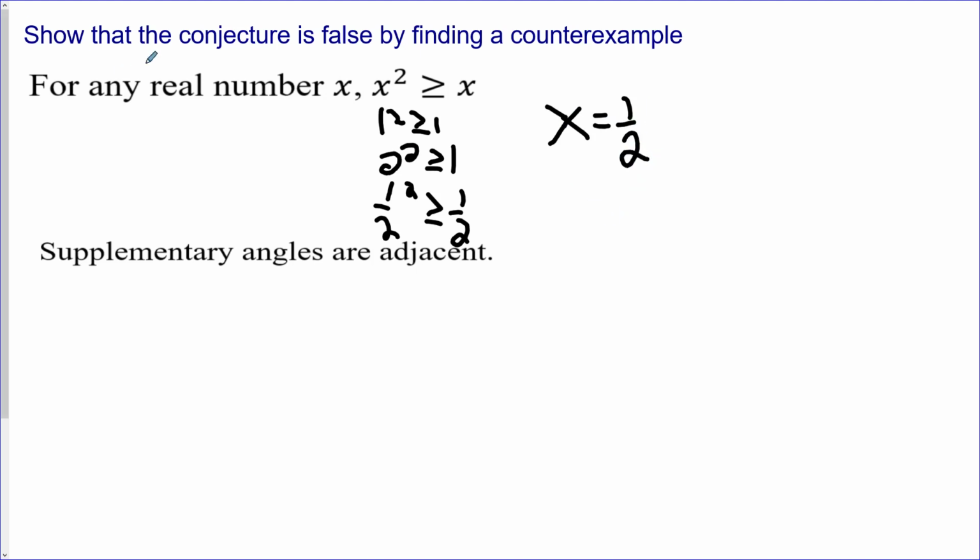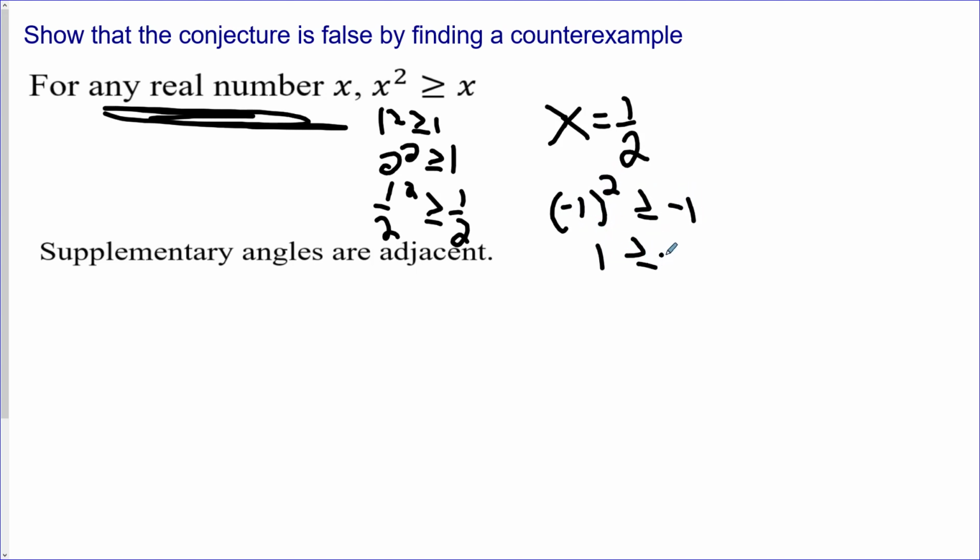There are many others, and for this case, since we said any real number, what if we tried a negative? Is -1 squared greater than or equal to -1? -1 squared is 1, and we get 1 is greater than -1. So that would actually still prove it to be true. It looks like we're going to have to still go with those fractions. So 1/2 would be our counterexample again.